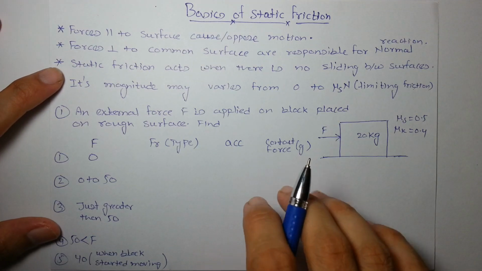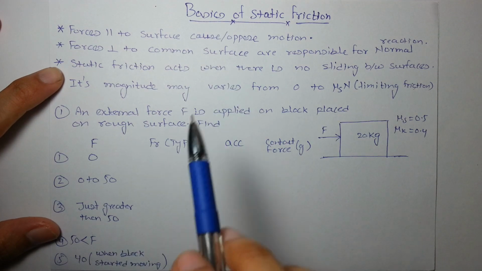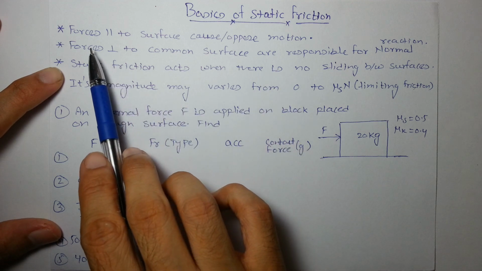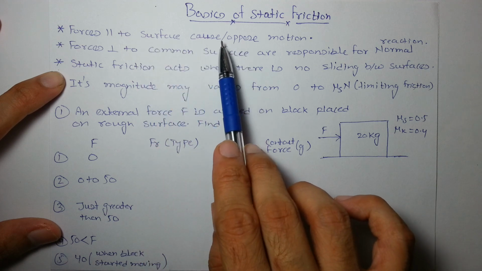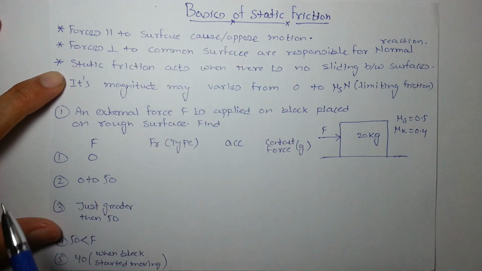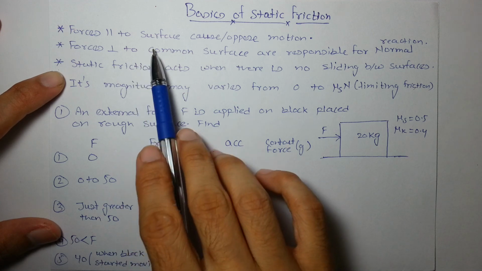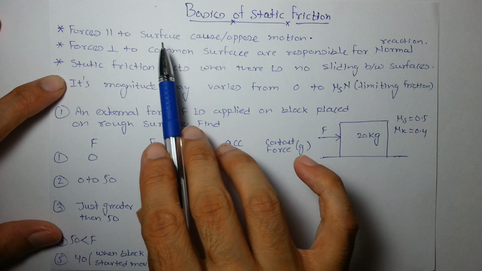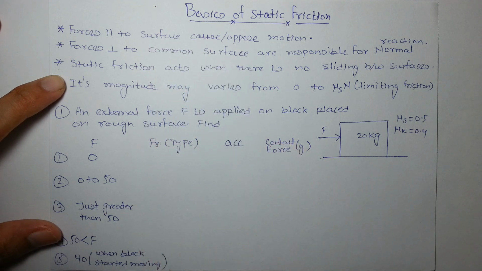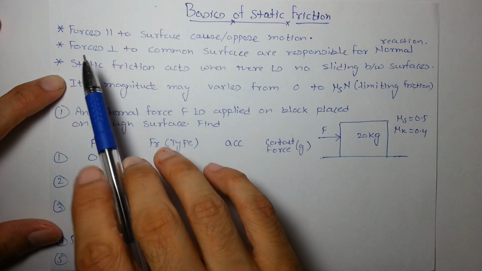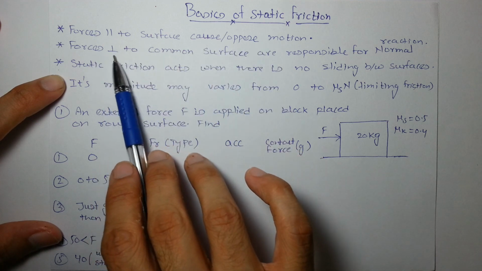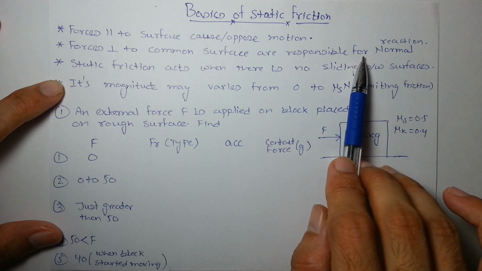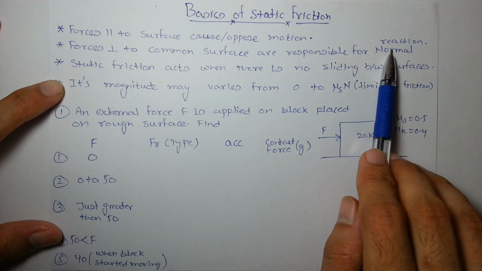Hi guys, so in this video I'll talk about basics of static friction. So force which is parallel to the surface causes motion or opposes it. Okay, there are two types of forces we can categorize all force. Either they are parallel to the plane of motion or they are perpendicular to the common surface. So forces which are parallel to the common surface cause or oppose motion, and forces which are perpendicular to the common surface are responsible for normal reaction.